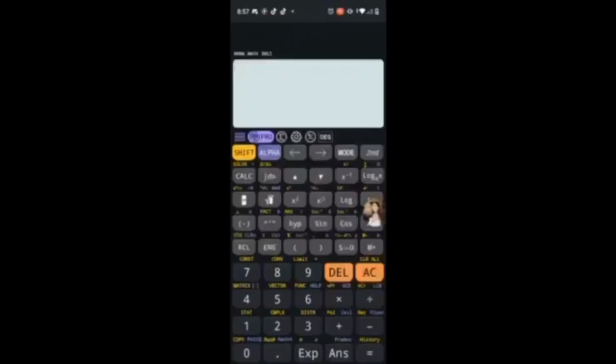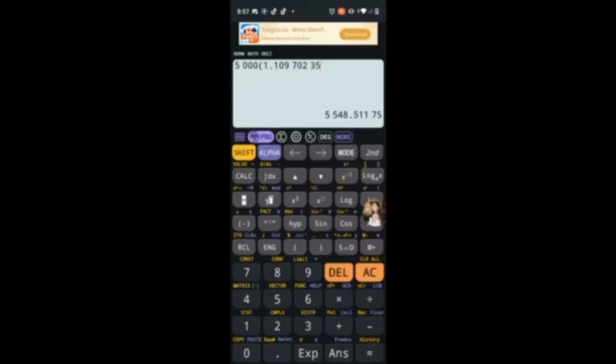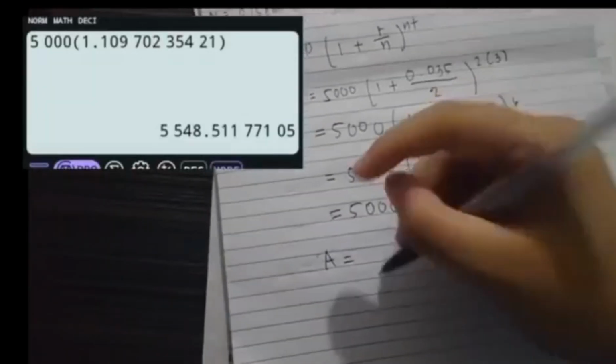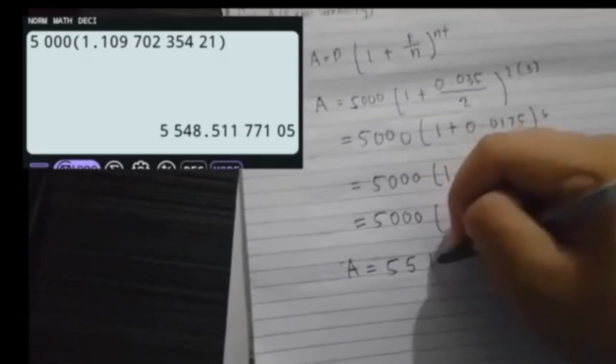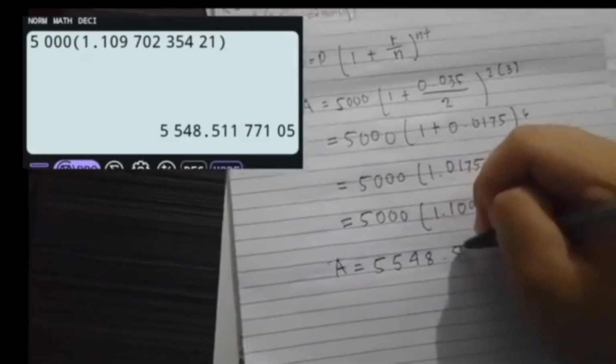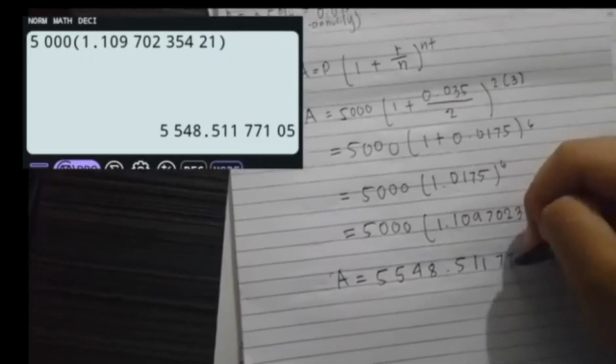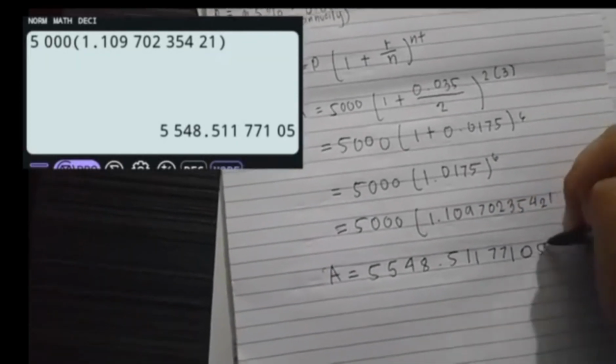1.0175 to the power of 6 is equal to 1.109735421, and the amount is 5,000 times 1.109735421, which is equal to 5,548.51177105, and that is the amount.